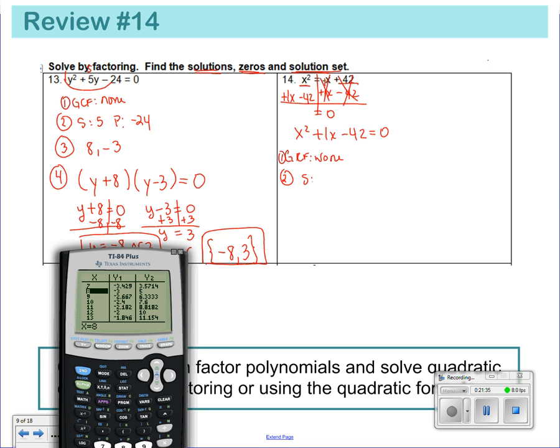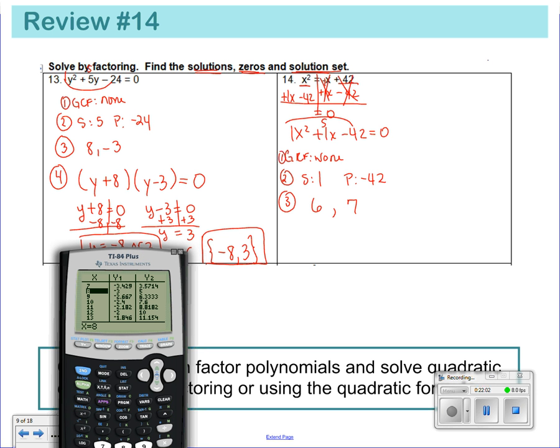Second step, we need our sum and our product. The sum is the number in front of the x, that's a 1. And the product, we take our coefficient of x squared, multiply it times our constant negative 42, and we get negative 42. Third step, I need two numbers that will multiply to give me negative 42, but add to give me a positive 1. I know 6 and 7 multiply to give you positive 42.